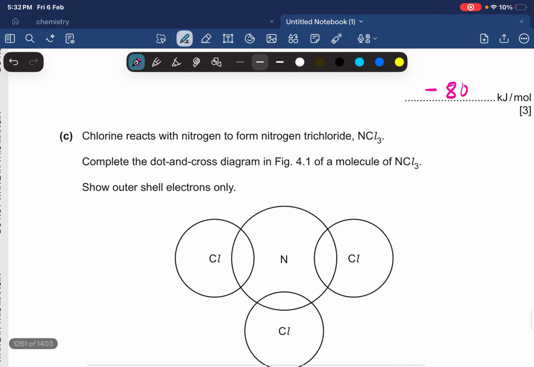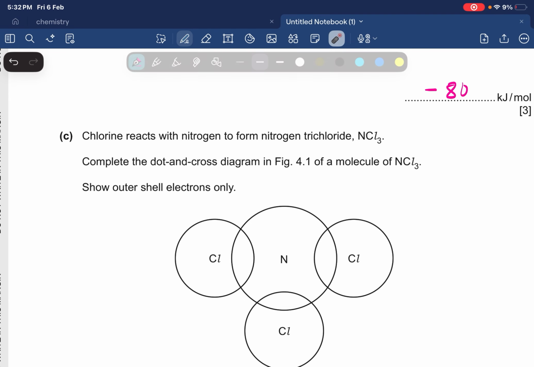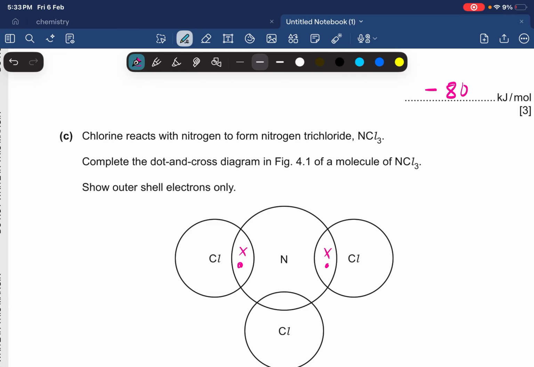Chlorine reacts with nitrogen to form nitrogen trichloride. Okay, no problems. Complete the dot and cross diagram of a molecule of NCl3. Show the outer shell electrons only. Chlorine is in group 7. Group 7 means it's going to make one bond only, and nitrogen is in group 5. Group 5 means that it needs a total of 8 electrons. It needs 3 more electrons, so it's going to make 3 bonds, right? So fill all the remaining electrons for chlorine.